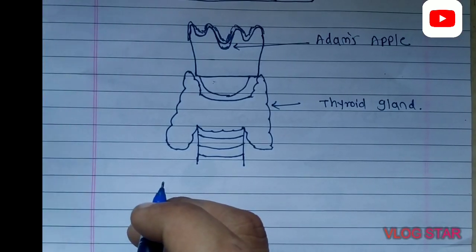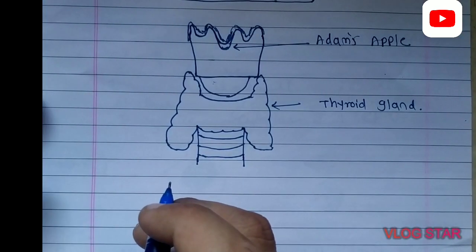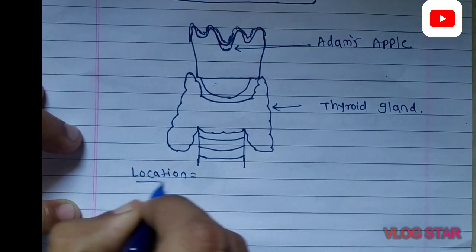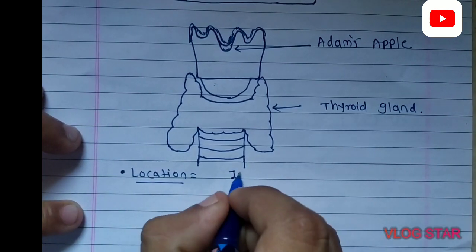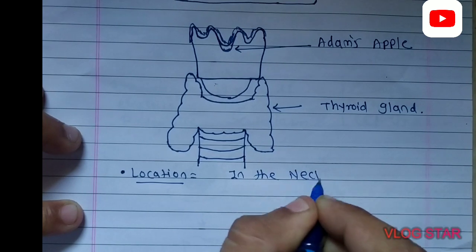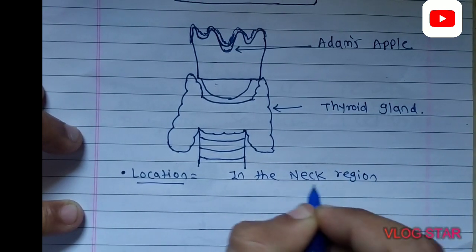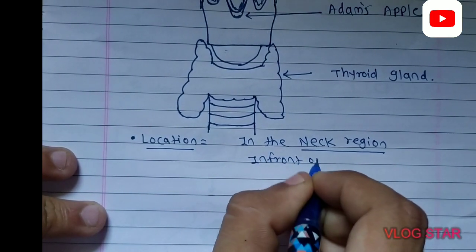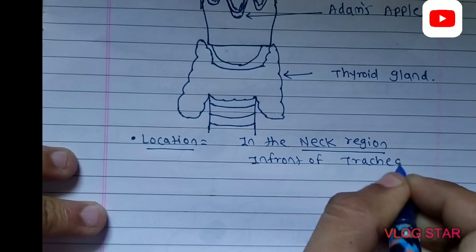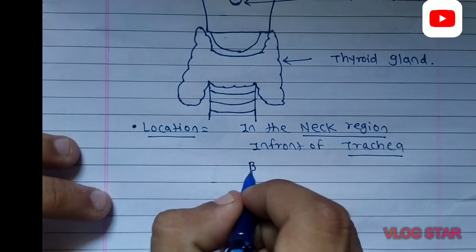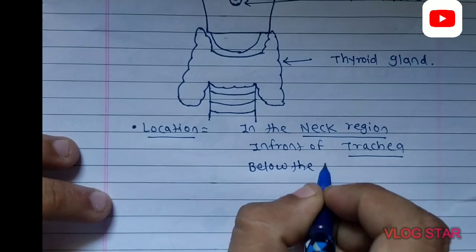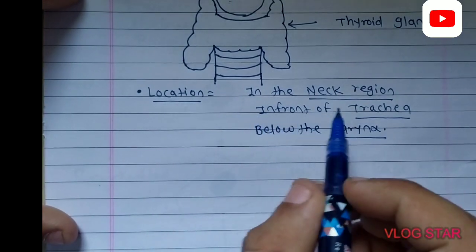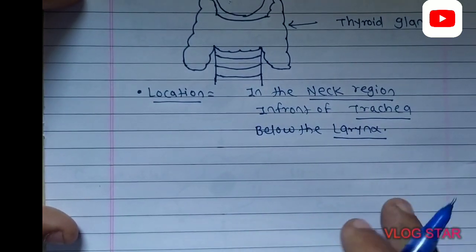Now let us talk about the location of the thyroid gland. The thyroid gland is located in the neck region, in front of the trachea, just below the larynx. So the location of the thyroid gland is in the neck region, in front of the trachea, just below the larynx.